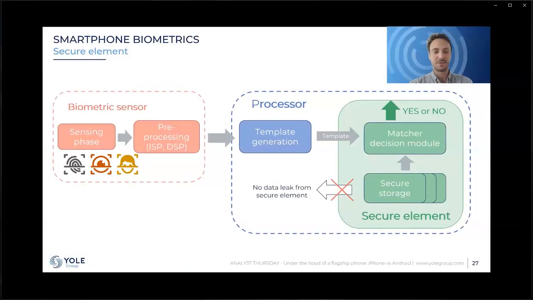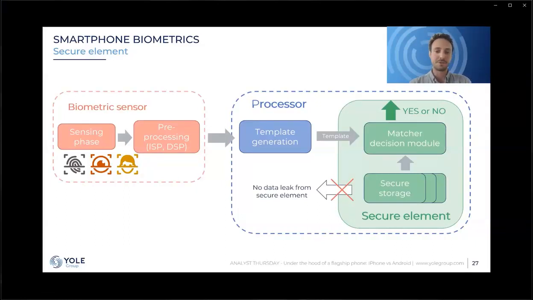All right, so we have these sensors, but there is also a dedicated piece of the processor to process this information and make the authentication, which is called the secure element. Here we have an example of the data flow. We have the sensing phase. The data is pre-processed by an ISP, a DSP. And then in the secure element, we store the pattern which is pre-associated to the face or the fingerprint, for example. And this secure element is in charge of comparing what comes from the acquisition versus what is stored in the secure element.